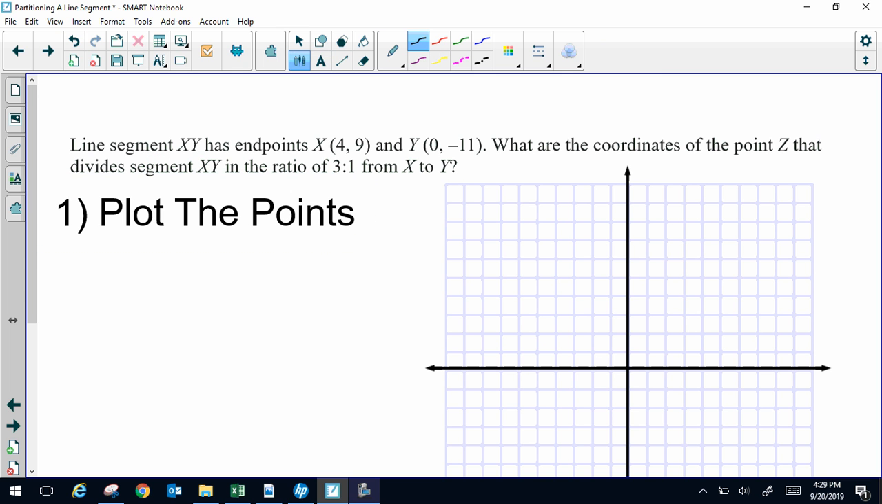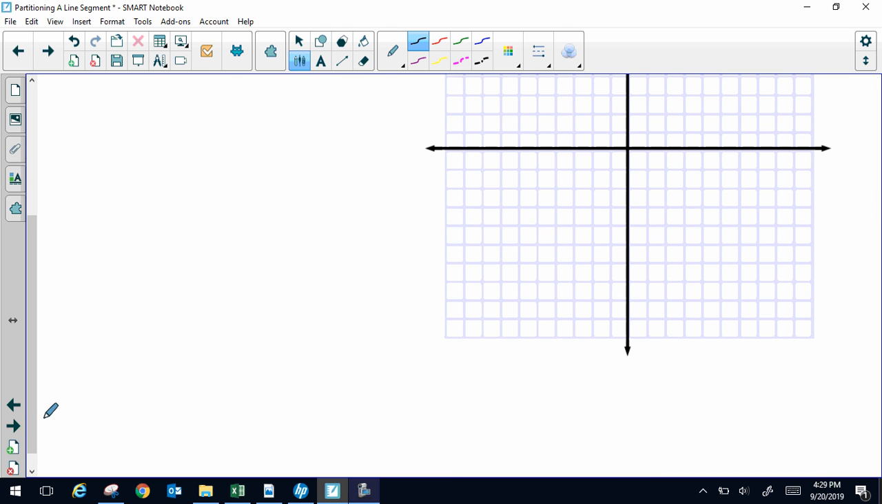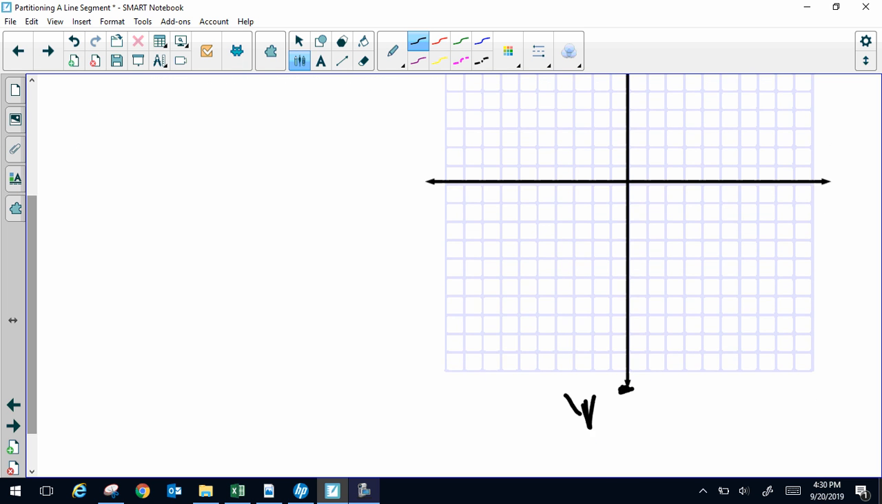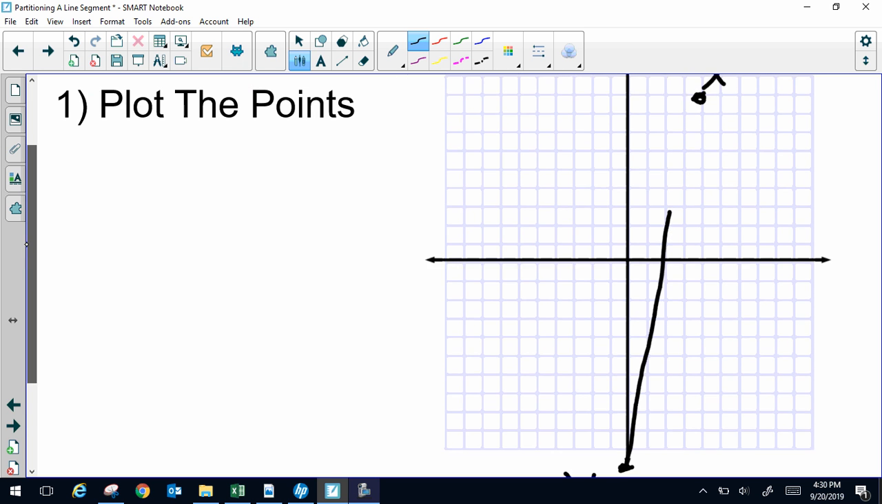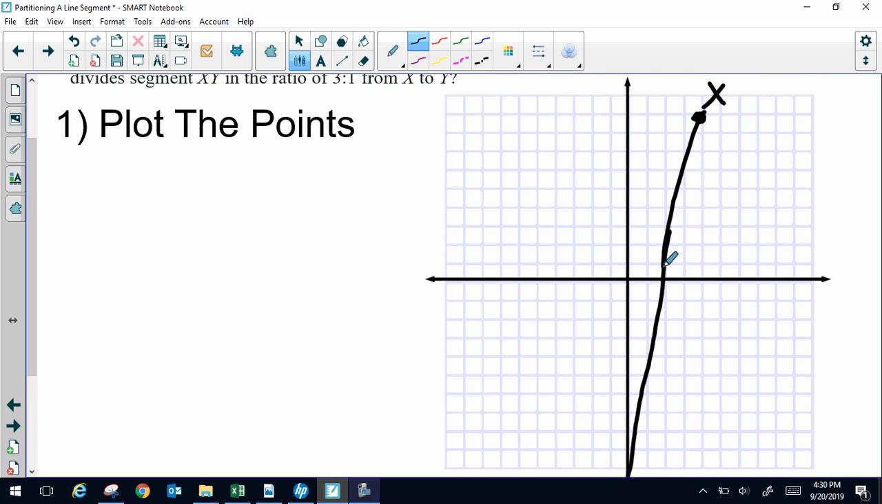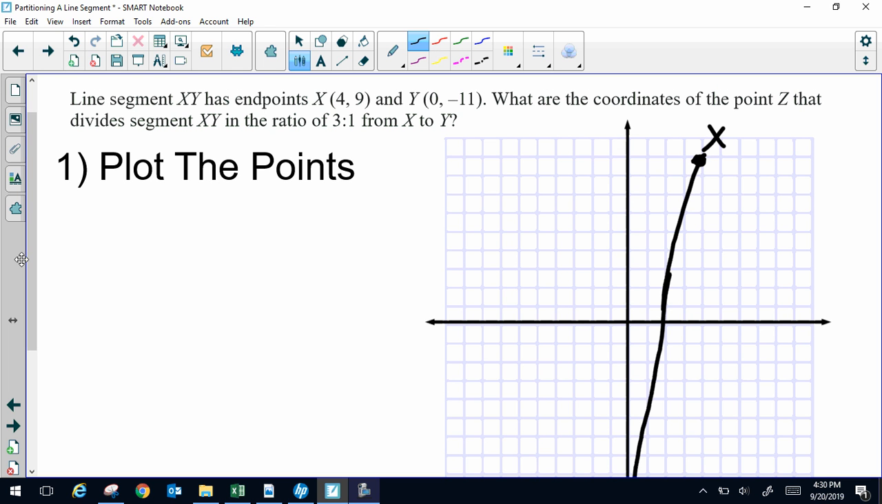Okay, so they give me 2 points. They give me an x, which is at 4, 9, which is right here. And they give me a y at 0, negative 11, which technically is off this graph, but it goes to 10, so we'll just put it here. Okay, so there's my y. All right, so I plotted the points.